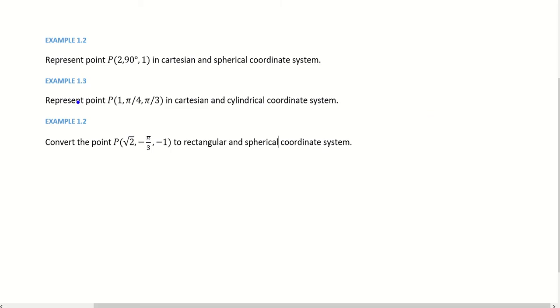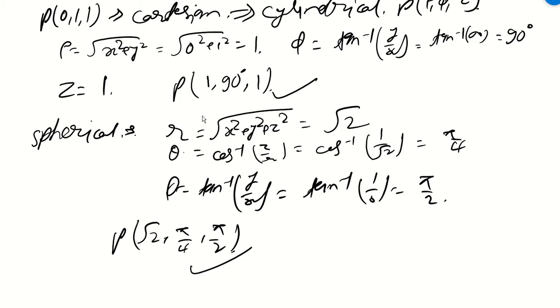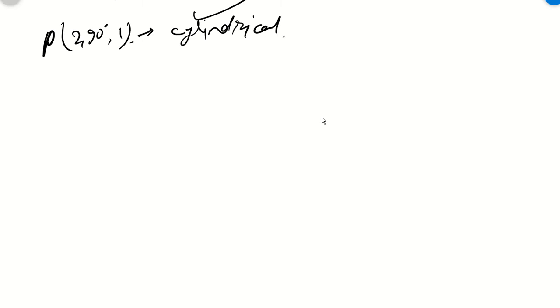Next we will see another question. We have to represent a point P(2, 90 degrees, 1) in Cartesian and spherical systems, right? So we have this point P(2, 90 degrees, 1). This is actually cylindrical, and I will not draw diagrams again and again. So this is basically P as rho, phi and z.